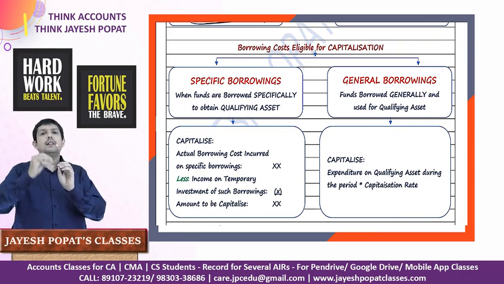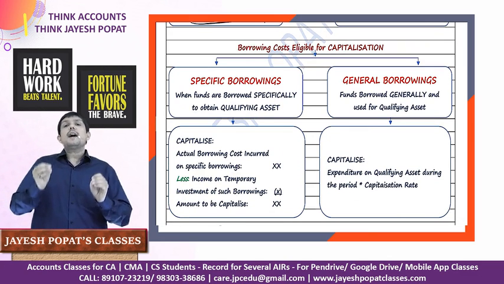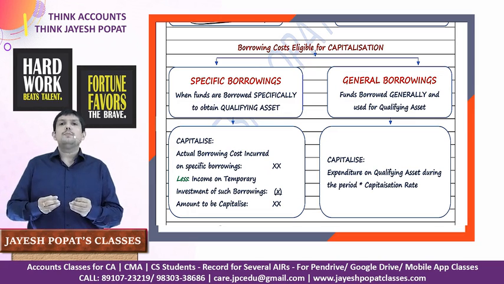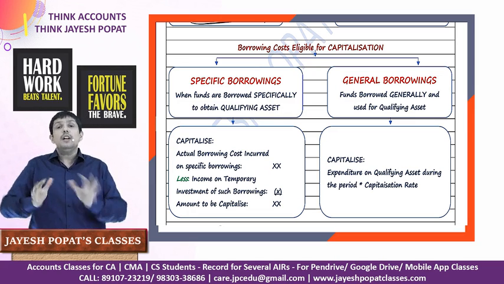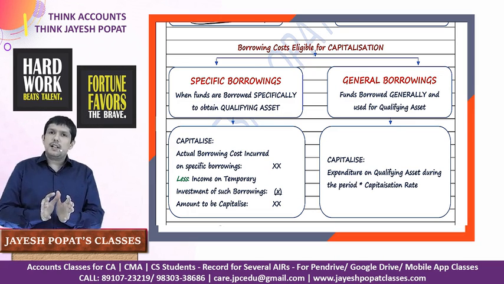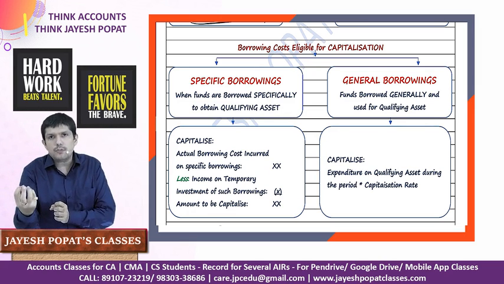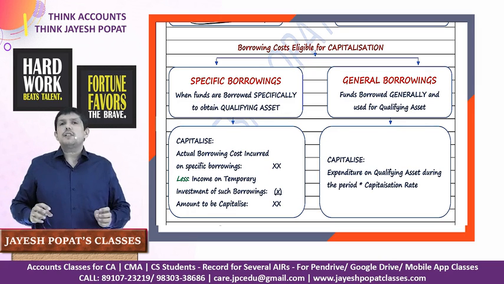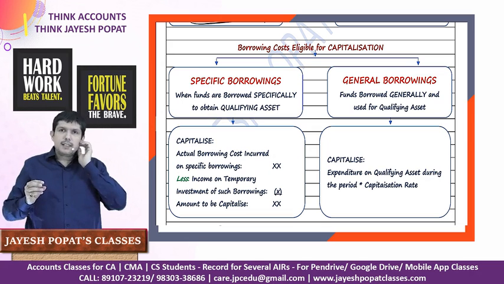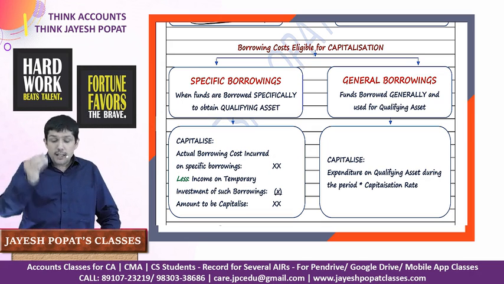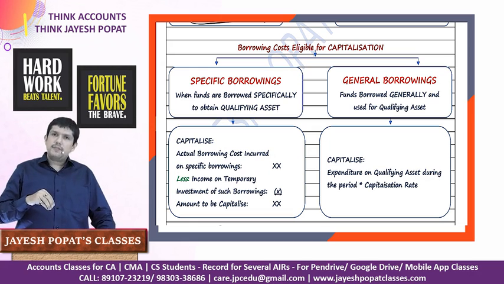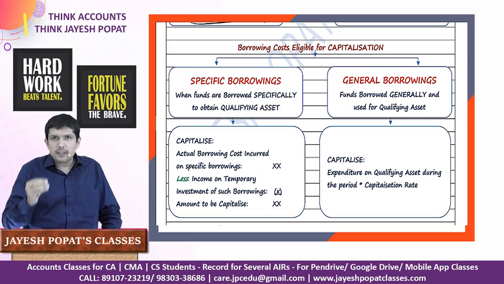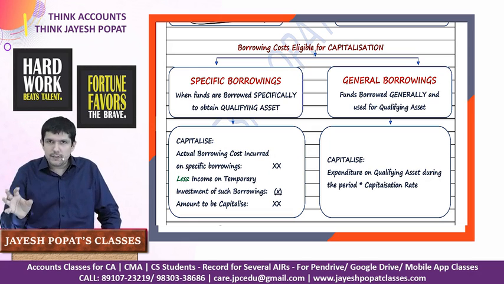See, when you are making a qualifying asset, you could either take a specific loan to construct that asset, or you could have a pool of loans, and some portion out of that pool of loans could be used for the construction of a qualifying asset. For example, we are making a factory building, and for the very purpose of making this factory building, we take a loan of 10 crore rupees. So this will be treated as specific borrowing.